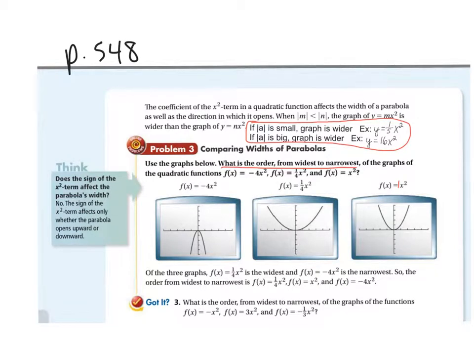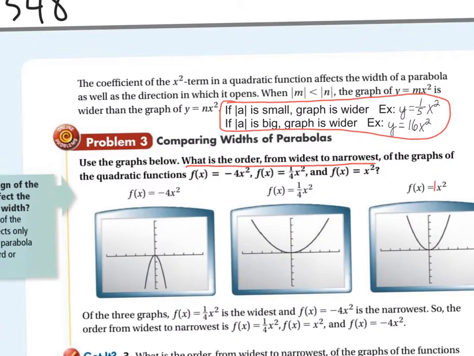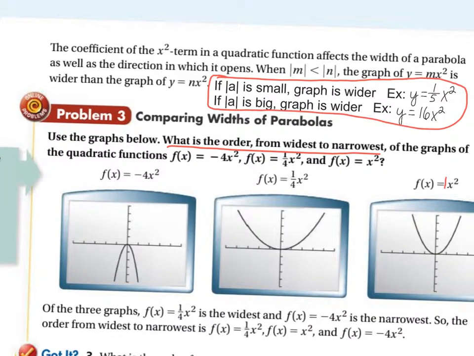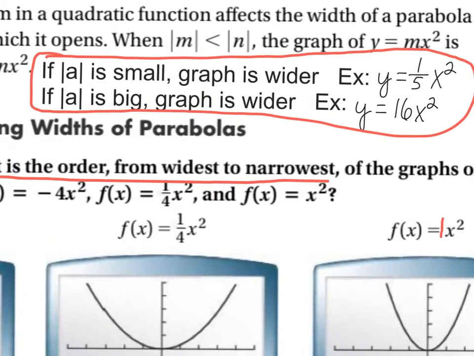Page 548, continuing lesson 9.1 on quadratic graphs and their properties. So the coefficient of our x squared term determines how wide our parabola is going to be. Also, we talked about the sign is going to determine what direction it opens, up or down. So here's kind of a guideline.